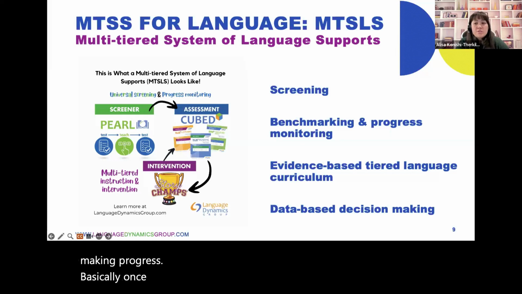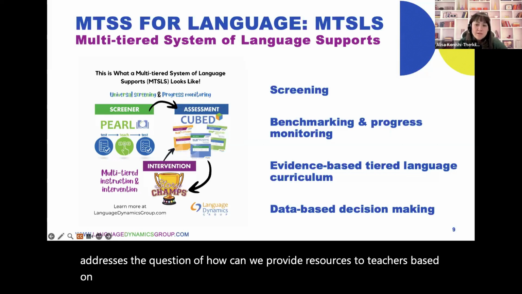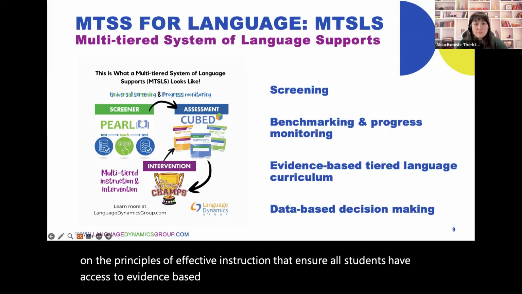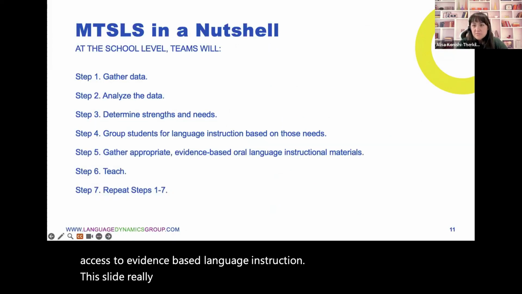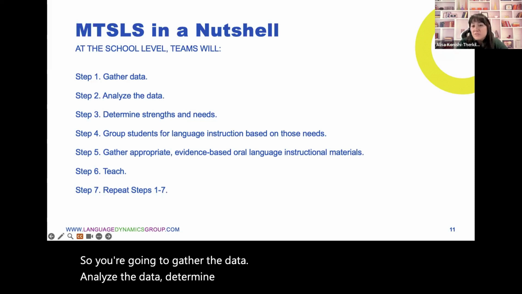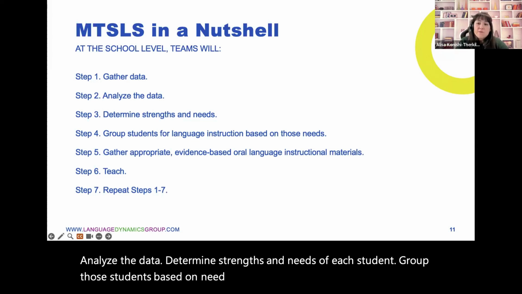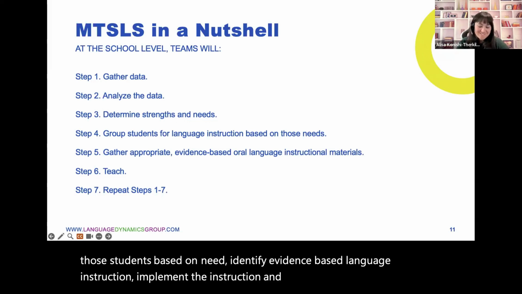Basically, once we identify what our students need, the MTSLS system then addresses the question of how can we provide resources to teachers based on the principles of effective instruction that ensure all students have access to evidence-based language instruction. This slide really simplifies the process even more using these 7 steps. So you're going to gather the data, analyze the data, determine strengths and needs of each student, group those students based on need, identify evidence-based language instruction, implement the instruction, and then repeat.